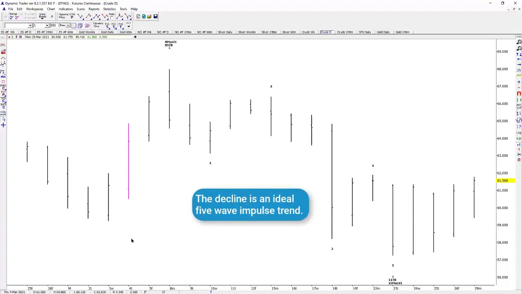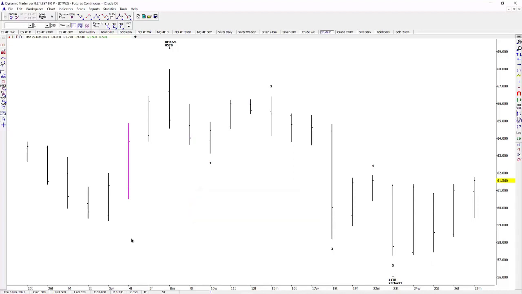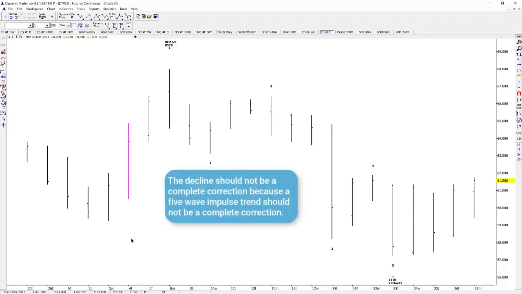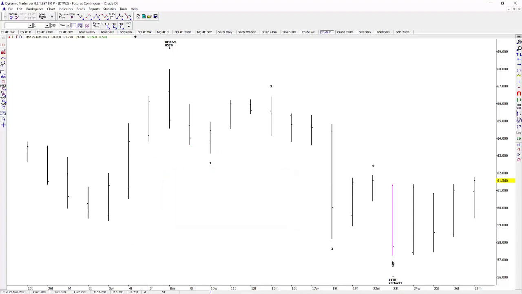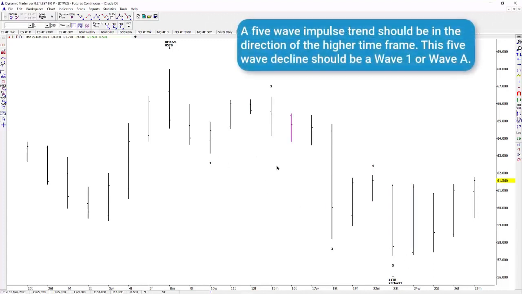Could this be a correction against that bull trend? Well, it shouldn't be, because a 5-wave impulse trend should always be in the direction of the higher time frame. And a 5-wave impulse trend should not complete a correction. So this should not be a complete correction. We should eventually continue to a new low. The higher time frame trend should be bearish.